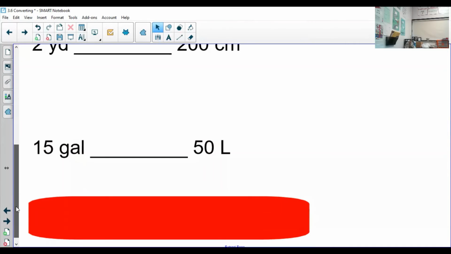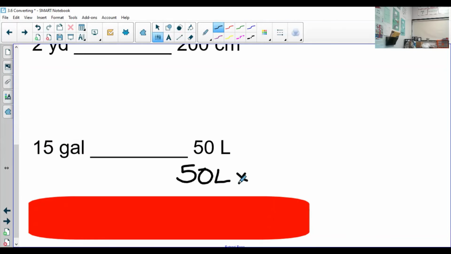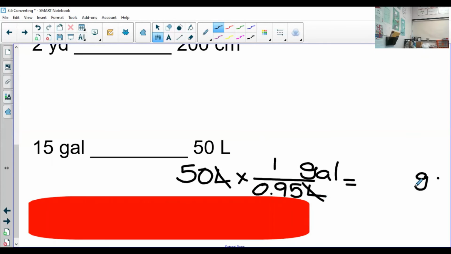All right, next one we're going to do is 15 gallons or 50 liters. Okay, so I'm just going to take 50 liters and turn that into a gallon. Okay, so I have, oops, let me get my marker, 50 liters times a fraction. Okay, we're starting with liters. We need to end with a gallon. Okay, my table tells me that 1 gallon is 0.95 of a liter. So liters cancel. I'm going to be left with a gallon. Okay, multiply straight across. 50 times 1 is 50, and 1 times 0.95 is 0.95.